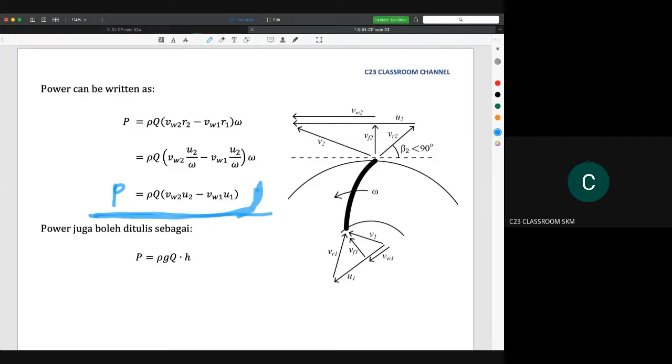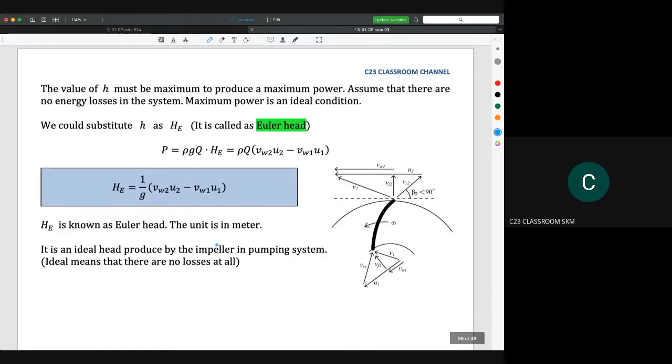Then we try to develop another equation from the idea of flow rate. We could write the power is equal to rho g Q H, rho g Q H. Then we could equalize these two equations.